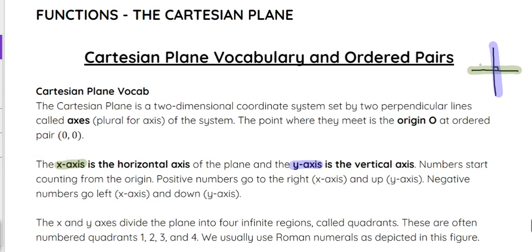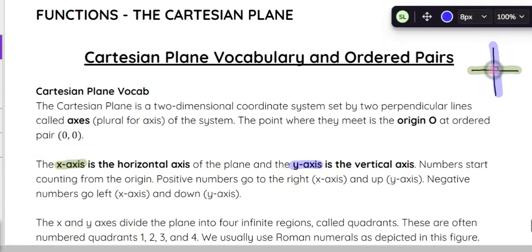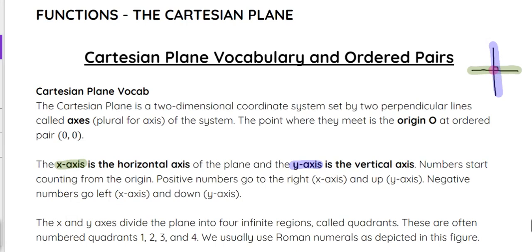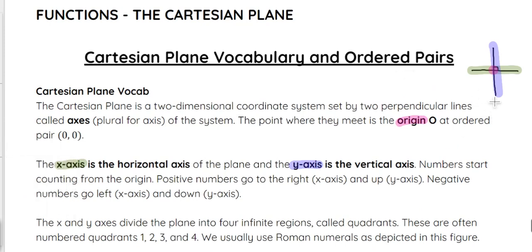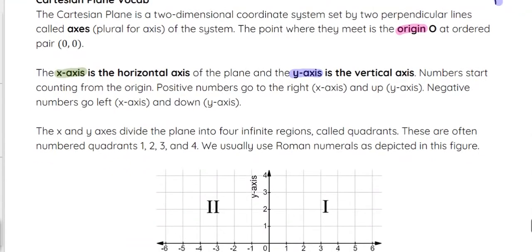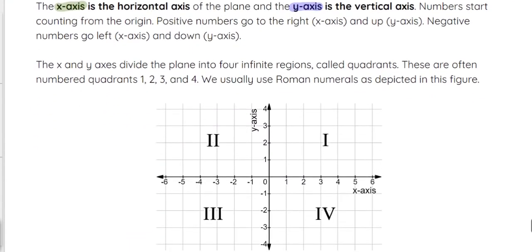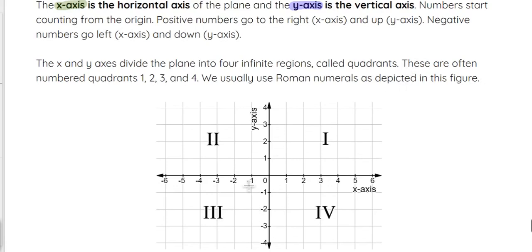Where they cross or where they meet or intersect, that point is called the origin, and that's often indicated with an O in that spot. All right, now looking at an example down here, we see that from that origin, from that center point right here where the two axes meet, the numbers will start counting from that origin.